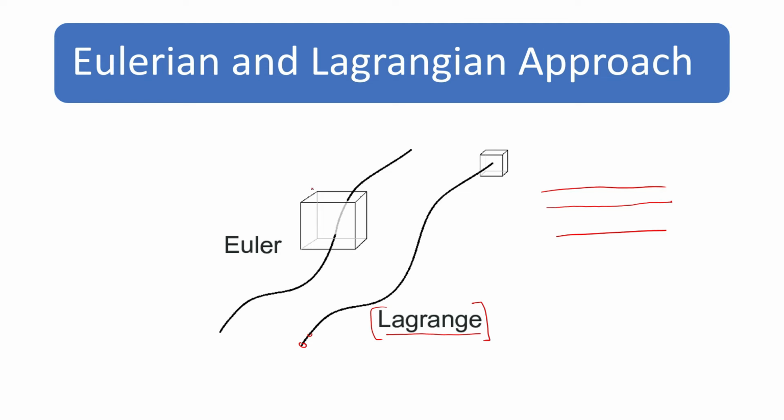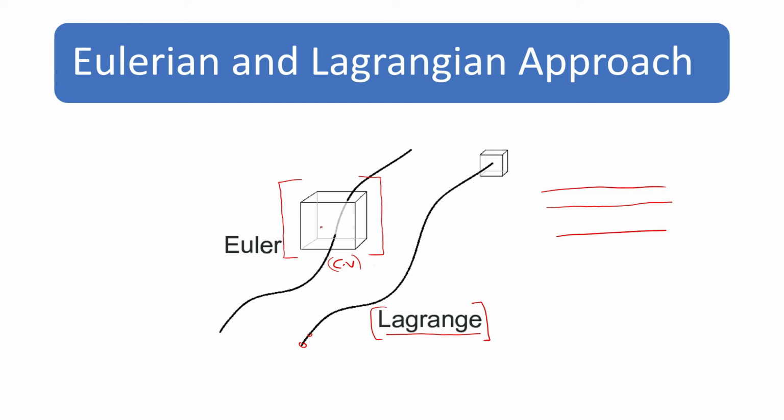And in the Eulerian approach, you can see that we are considering only a small space. Usually it is called a control volume, CV. And we will notice and study all the fluid that is entering the control volume and also leaving the control volume. Basically, we are considering only the space, whatever is happening inside that space.